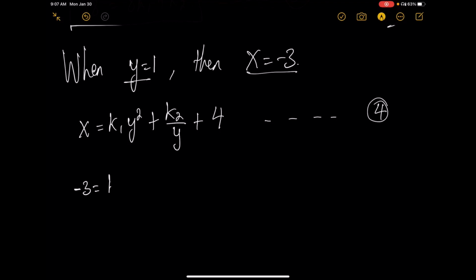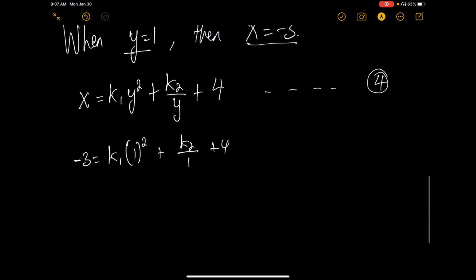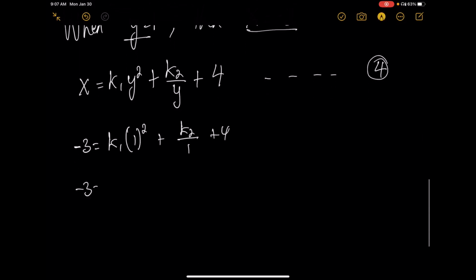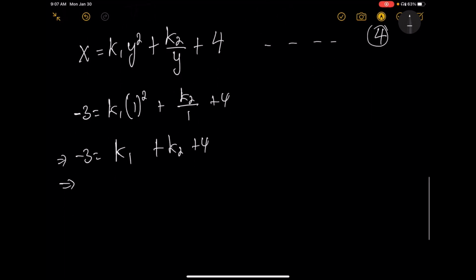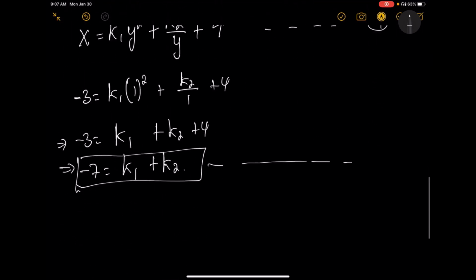k1 times y, 1 squared, plus k2 over 1, plus 4. Okay, and negative 3 is equal to k1 times 1 squared. This implies, what is 1 squared? It's just 1. So k1 plus k2 plus 4. Now when I subtract 4 from both sides, I get negative 7 is equal to k1 plus k2. So let's call this equation number 6.